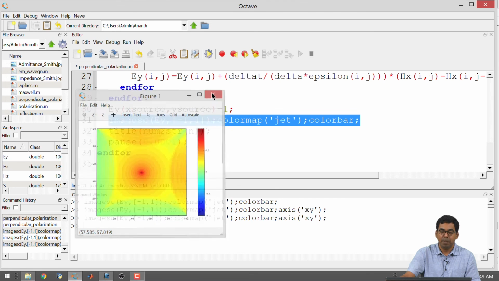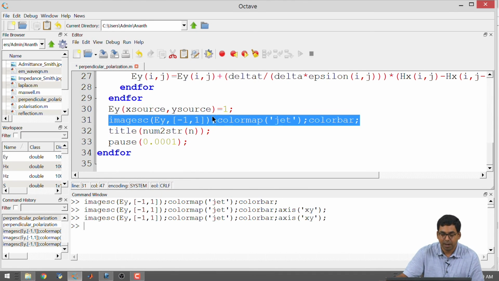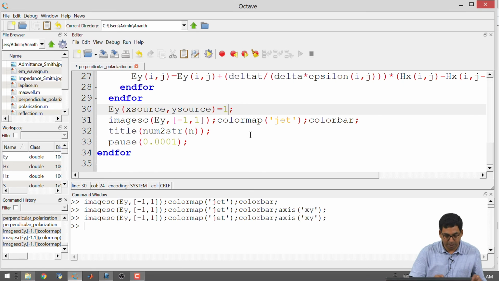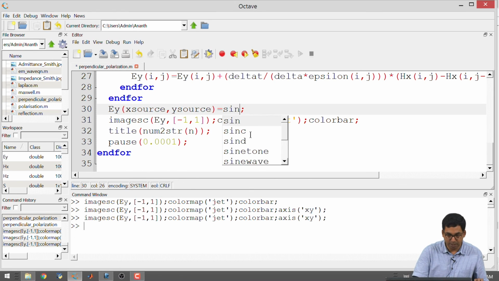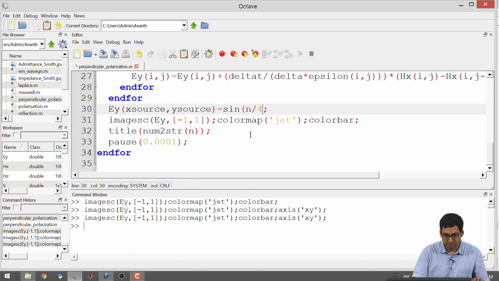Now, since you have a base program, there are a variety of things that one can do. I can manipulate the source. I can say that let the source be, say, a sinusoid of frequency, say n by 4, or time period, I am changing.